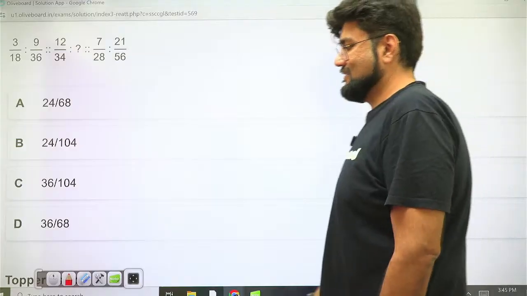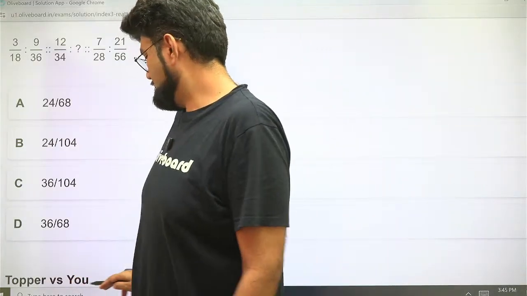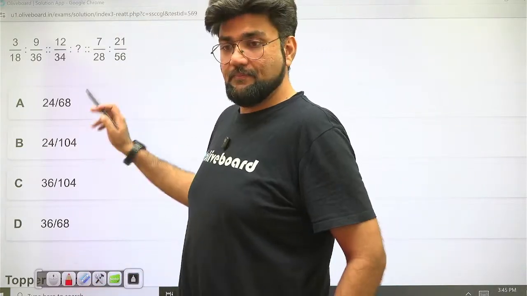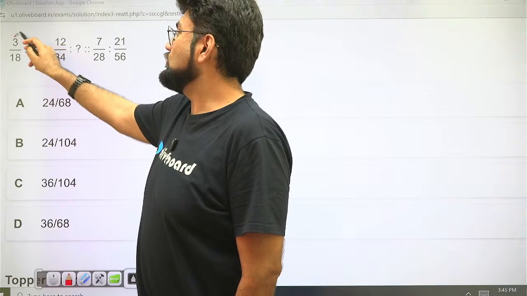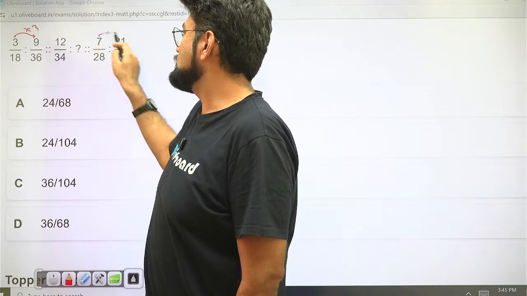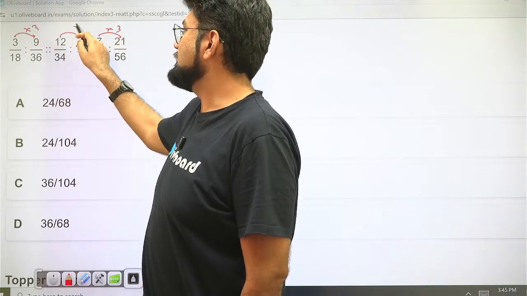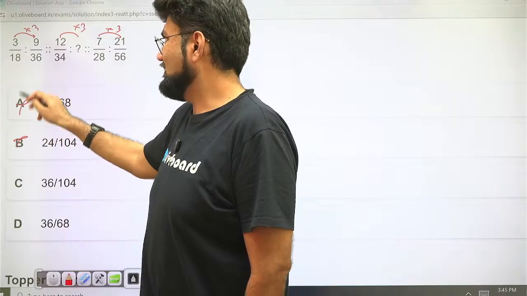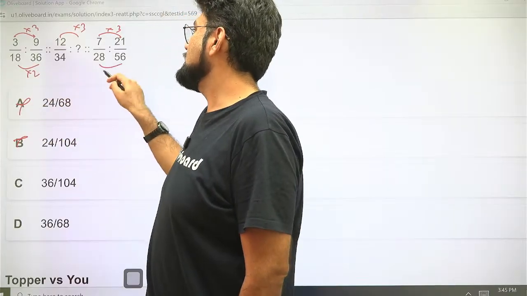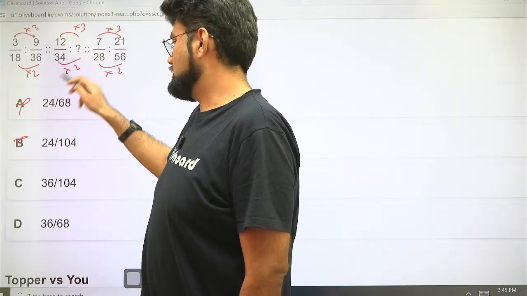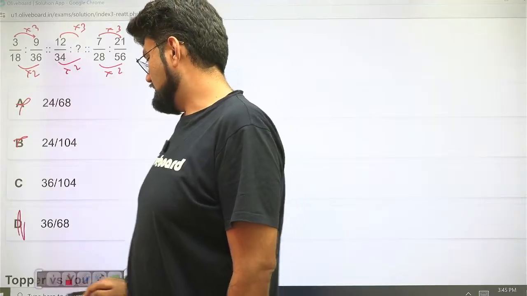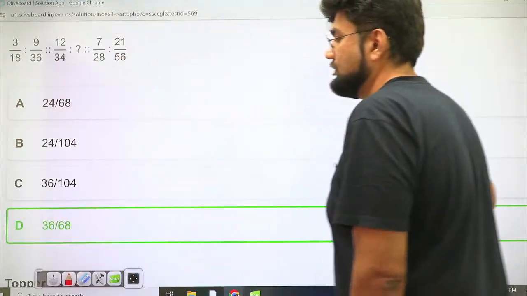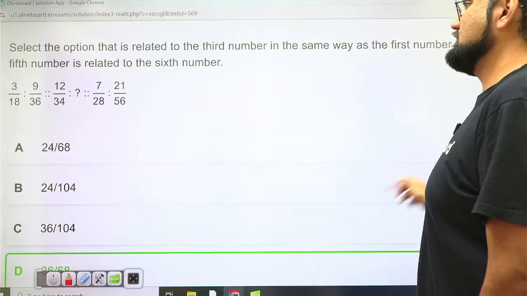Analogy. Pretty easy. 3 into 3 is 9. 7 into 3 is 21. 12 into 3 will be 36. So these two are gone. 18 into 2 is 36. 28 into 2 is 56. 34 into 2 is 68. Option D is the correct answer. They are not cancelling it or reducing it. Okay, 27 seconds. Next.